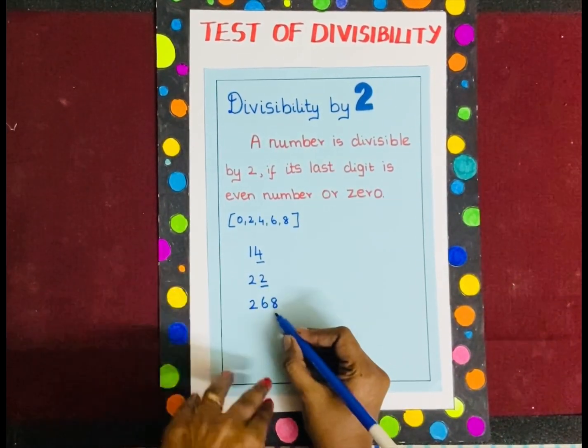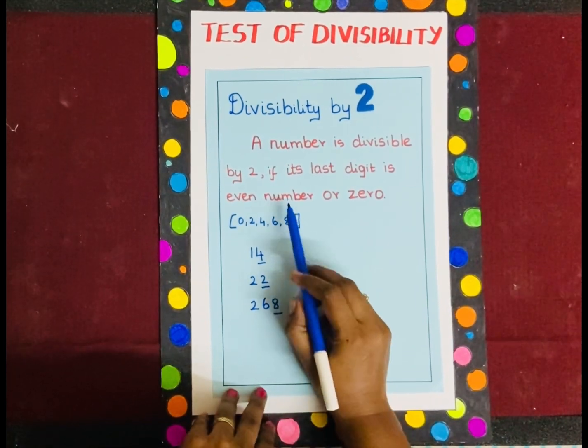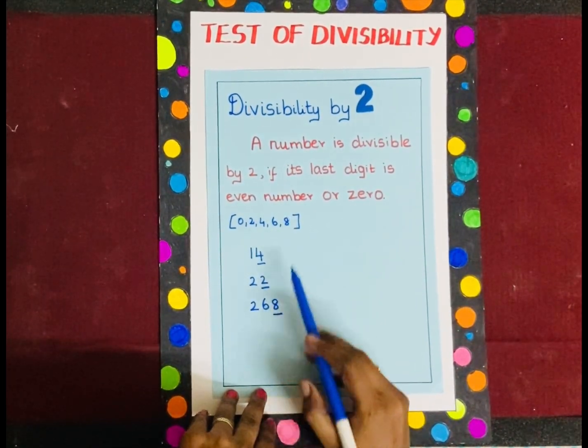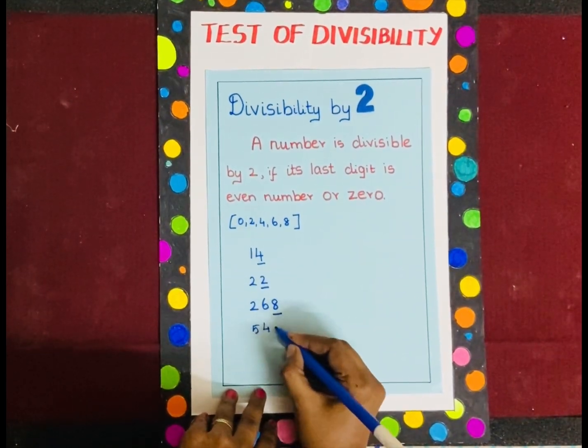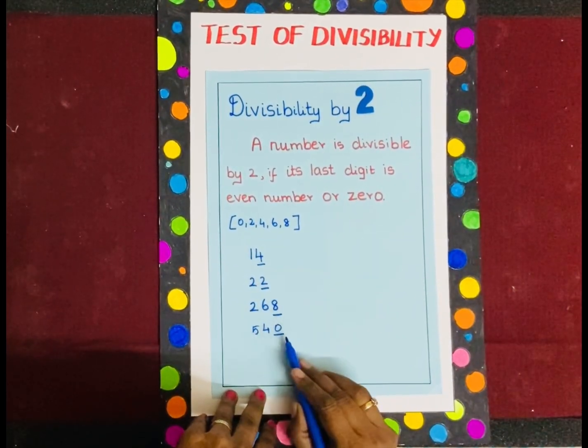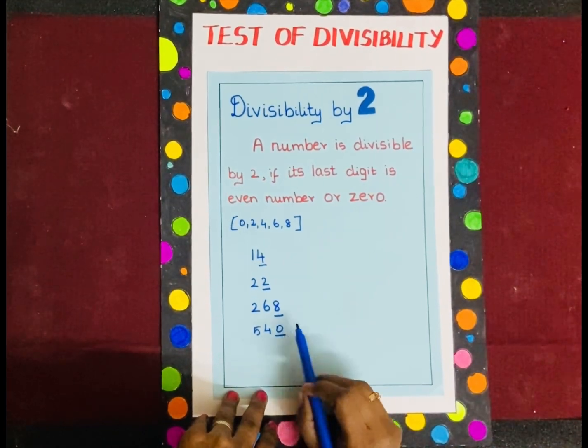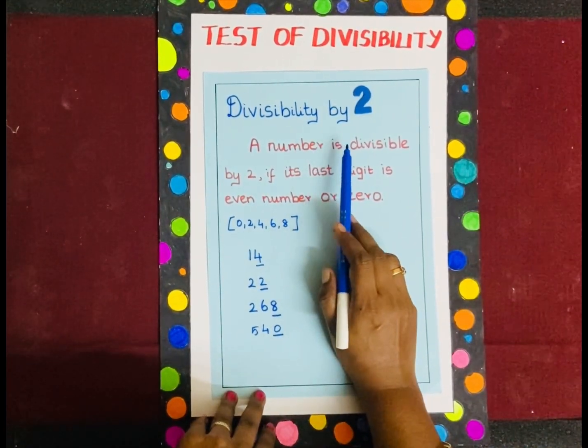268. See the last number 8. 8 is an even number. So this number is divisible by 2. 540. See the last number is 0. So 540 is divisible by 2.